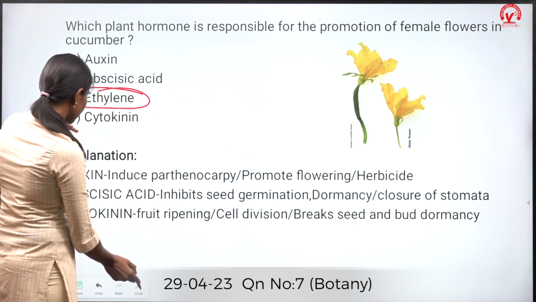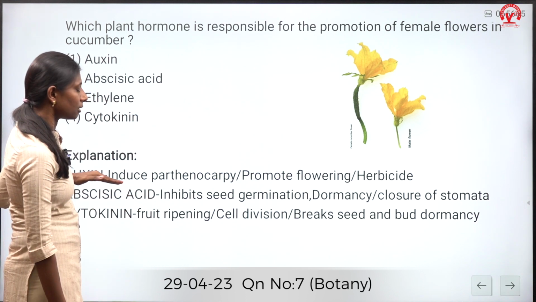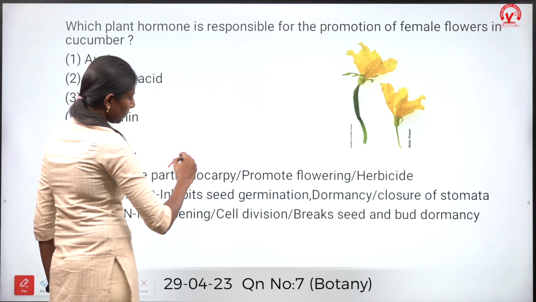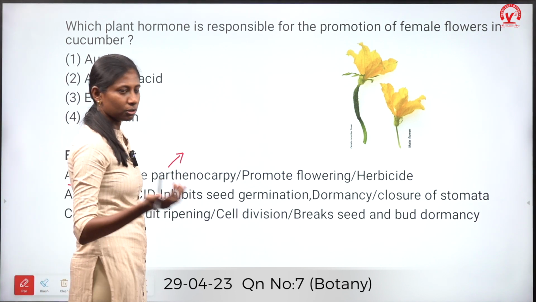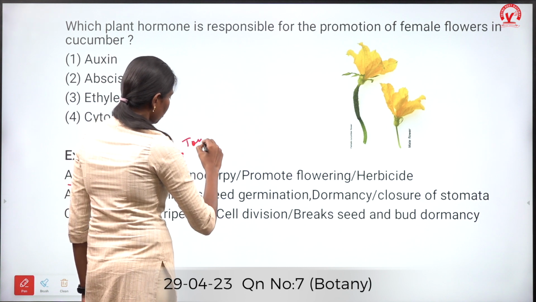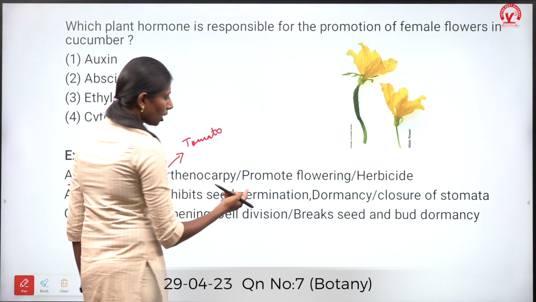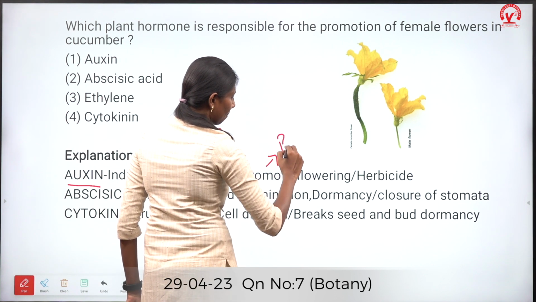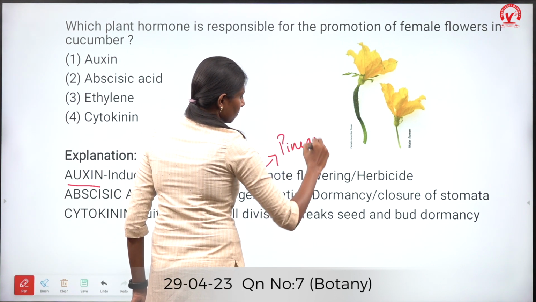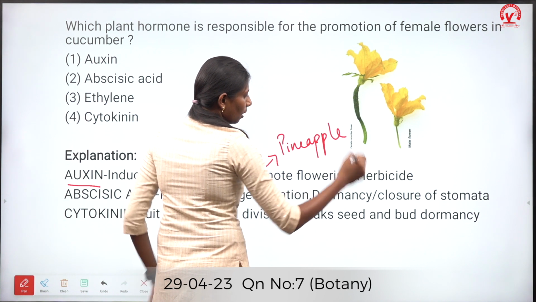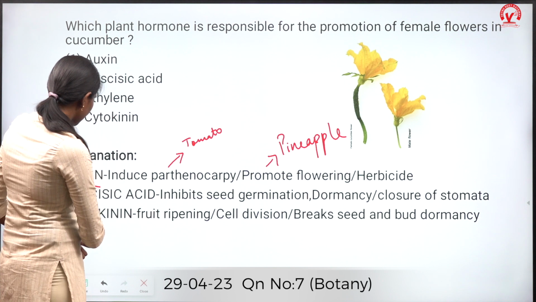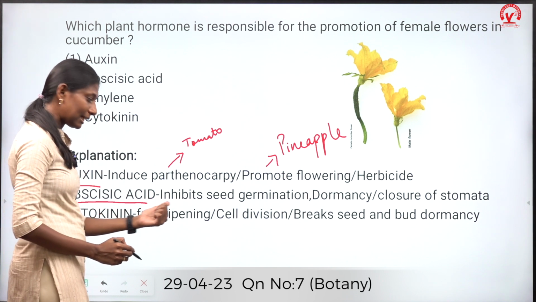So, apart from this, auxin. Auxin will induce parthenocarpy. Parthenocarpy means seedless fruits in tomato, and also it will promote flowering in pineapple, and also it is used as a herbicide.